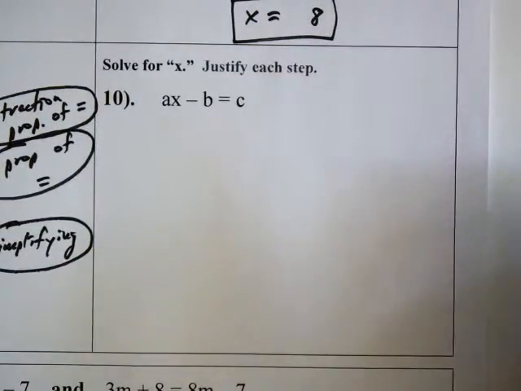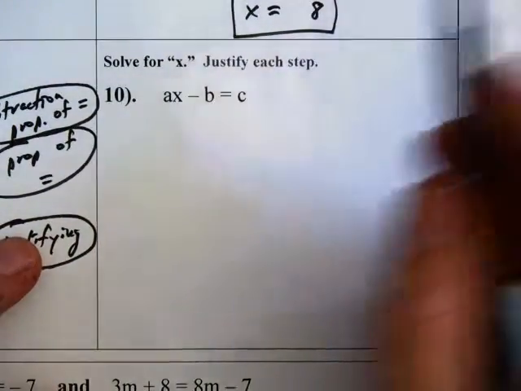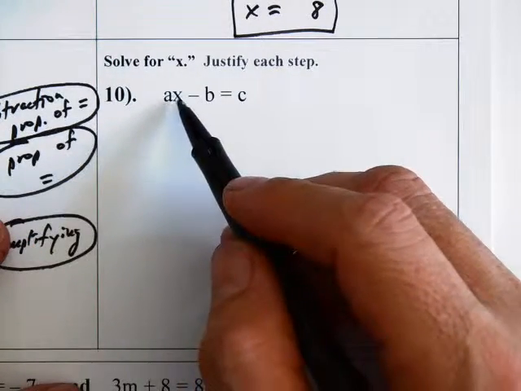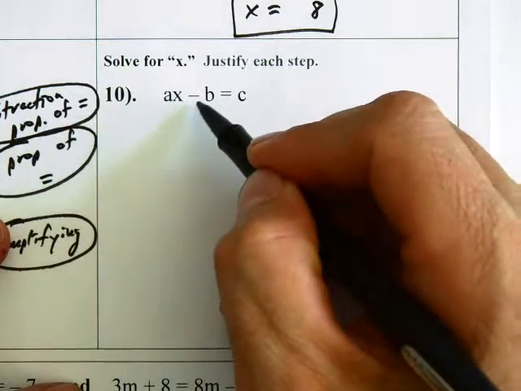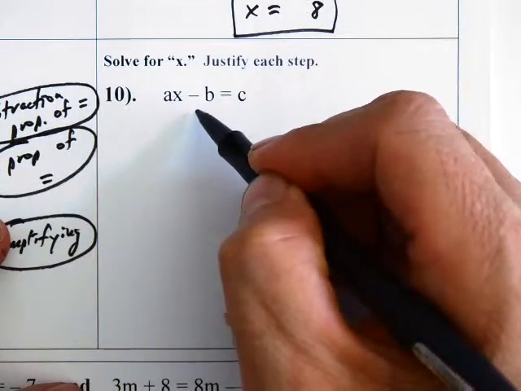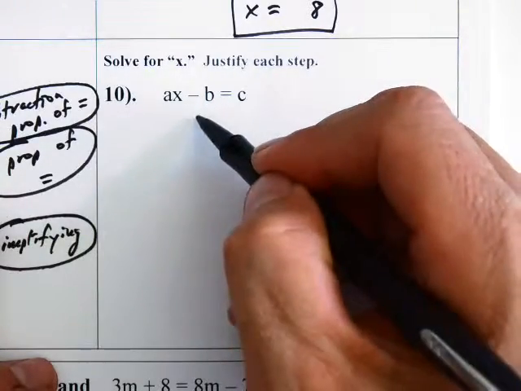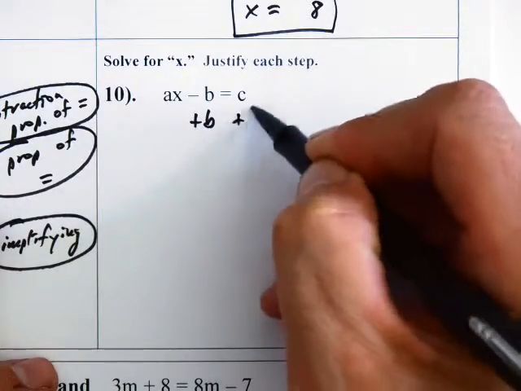Okay, next, solving for x. Notice a and x are like number one pals. They're stuck together like glue. So we're going to get rid of the -b first. And how would you get rid of -b? Let me hear it. Oh, that was good. Good job. We add b to both sides.